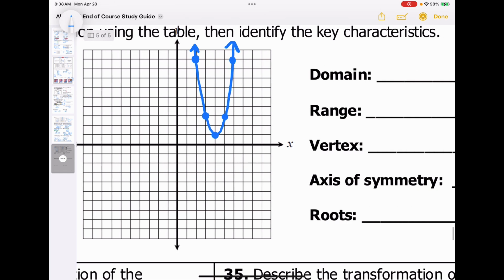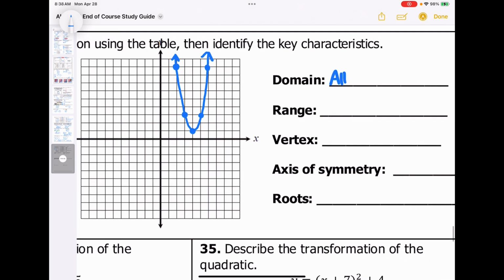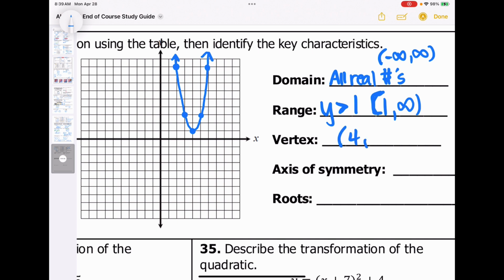Now for our key characteristics, for domain, it's all real numbers, or you can do negative infinity to positive infinity. Range, since it's facing up, is going to be y is greater than the y value of my vertex, which was 1. Or you can write it as 1 to positive infinity. Our vertex was 4, 1, and our axis of symmetry was 4. And then roots, this does not touch the x-axis at all, so this one does not have any roots.